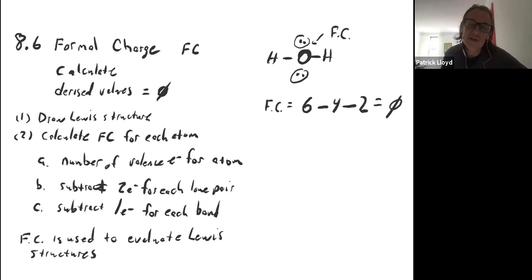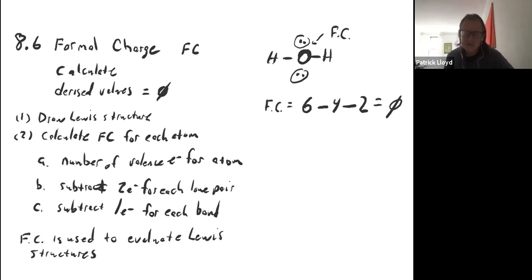Much in the same way that the octet rule is used, right? Remember, with all these Lewis structures, we're trying to get these elements up to 8 electrons. That's the octet rule. If it only came out to 6, we'd say, hey, that's not a good Lewis structure. We've got to do something. We've got to change it. Same thing here. The formal charge is a way to evaluate the quality of the Lewis structure.